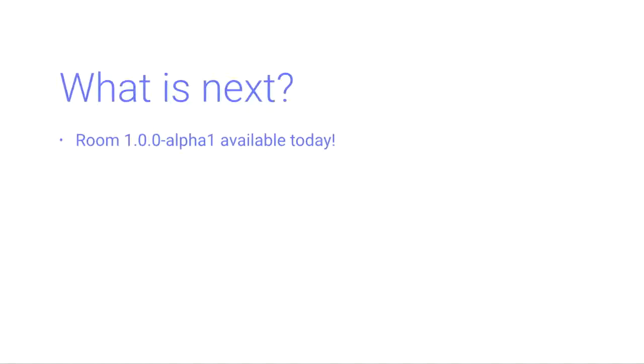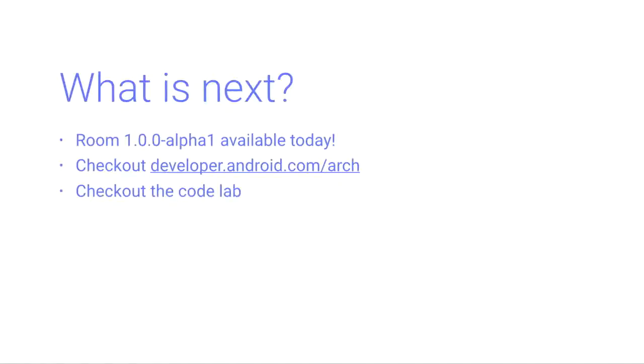Room is available today. Please go check it out, play with it, see how it looks. Check out developer.android.com/arch, which is the main page for all of these architecture components. Now we said these can work independently, but they also work very well together, as you've seen in the LiveData example Kirill had. So check it out. And also check out the codelabs. We have codelabs for both Room and Lifecycles, and they're available in the codelab tent.